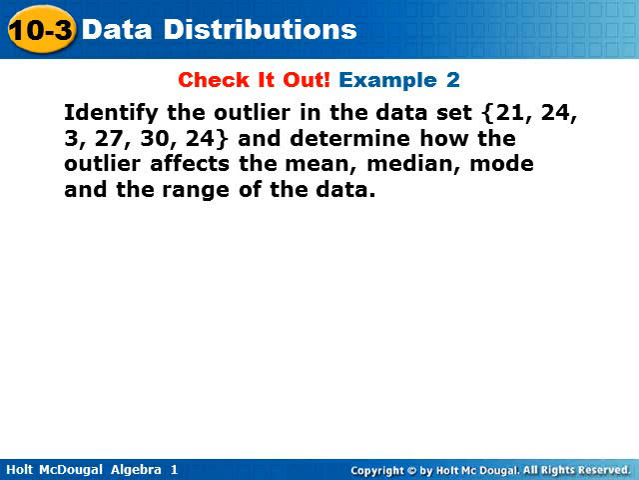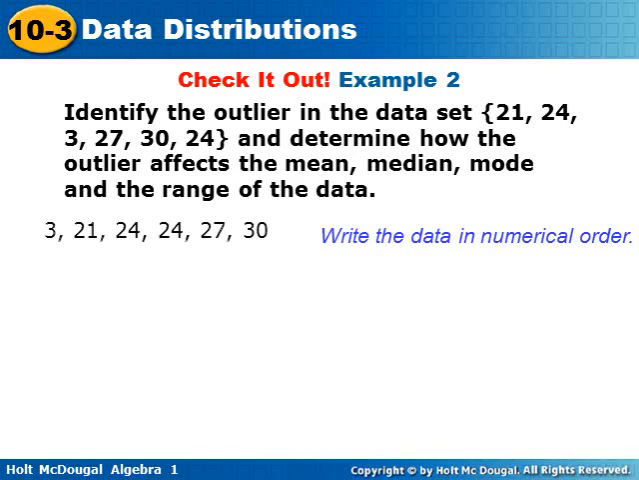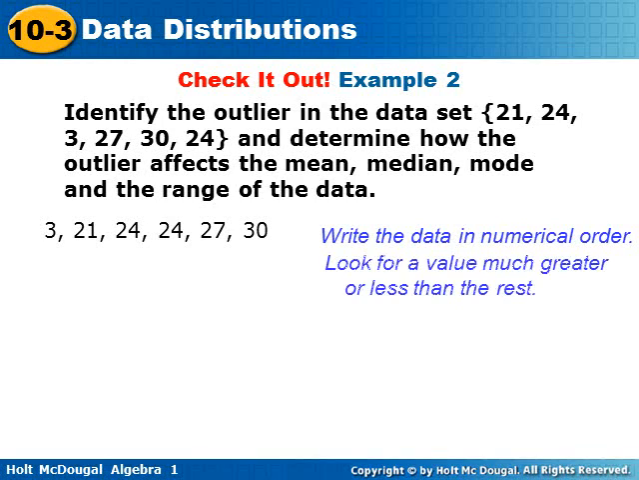Identify the outlier in the data set 21, 24, 3, 27, 30, 24, and determine how the outlier affects the mean, median, mode, and range of the data. This one's for you to try on your own, and then you can check back for your answer. So you're going to write the data in numerical order, 3, 21, 24, 24, 27, 30, and you're going to look for a value much greater or less than the rest.